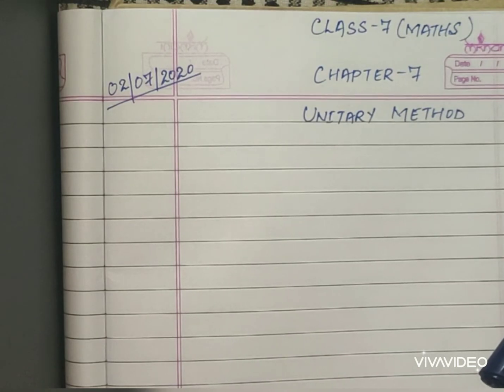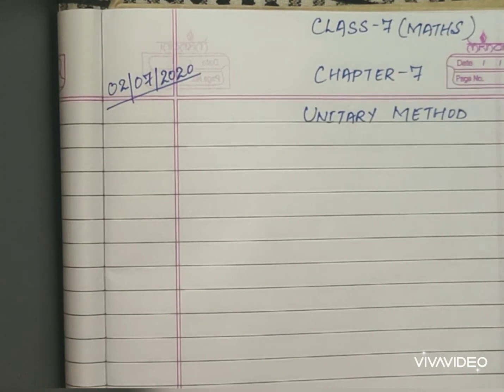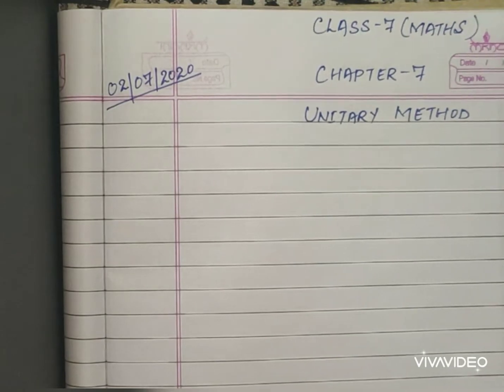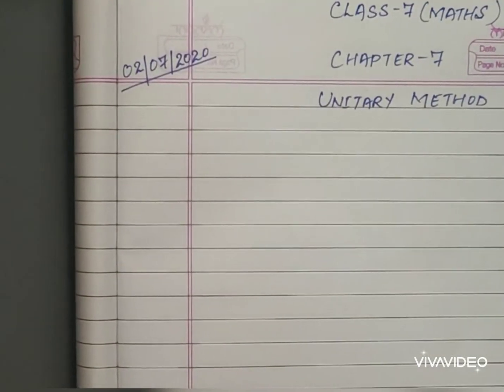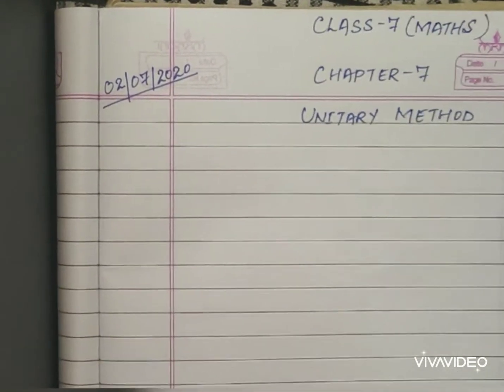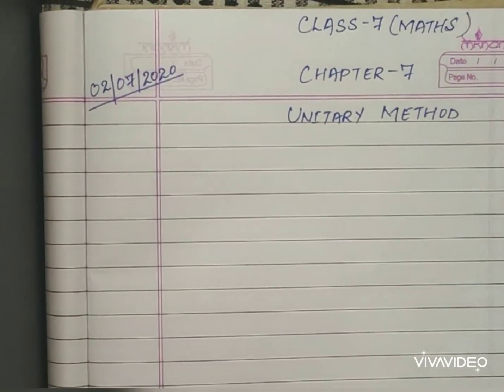Today we are going to start with chapter number 7, Unitary Method. Before starting this chapter, we need to understand what the method actually is.